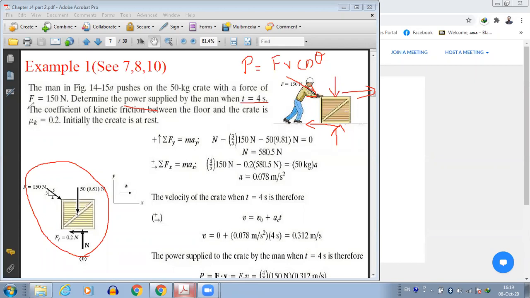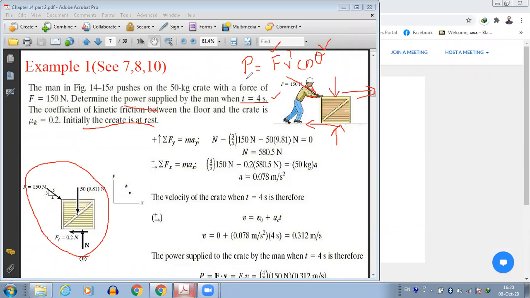The force is not changing with time. At 0 seconds, force is 150 Newton. At 4 seconds, the force will still be 150 Newton. The angle made between the force and the displacement is not changing either. Velocity: we know the velocity when the crate is at rest, but we don't know the velocity when t equals 4 seconds. If we know the velocity, we can find the power.